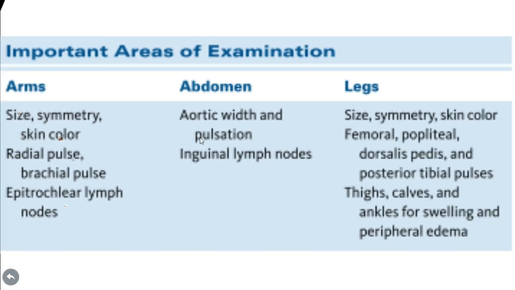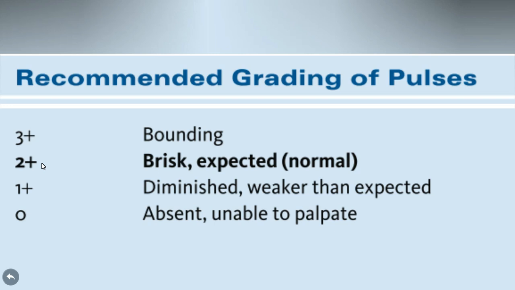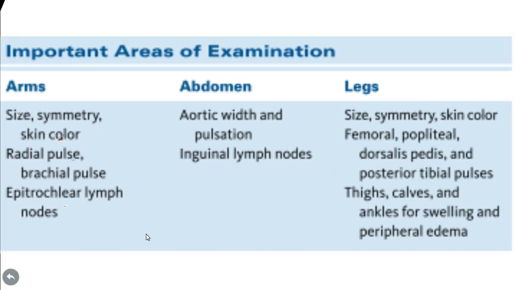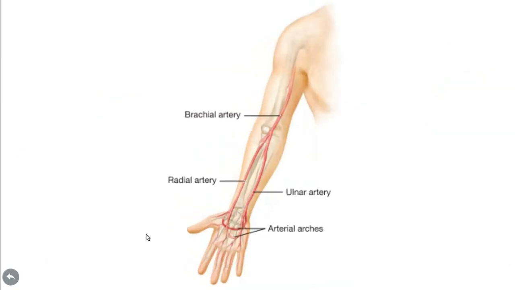Okay, so next is what? The radial pulse and brachial pulse. Before you proceed to that, the recommended grading of pulses is 3 plus, which should be bounding. Normally it should be 2 plus, brisk, as expected. 1 plus is diminished, 0 is absent or unable to palpate. So if you are unable to palpate, you can put 0. Okay, so the brachial artery, radial artery, and ulnar arteries.